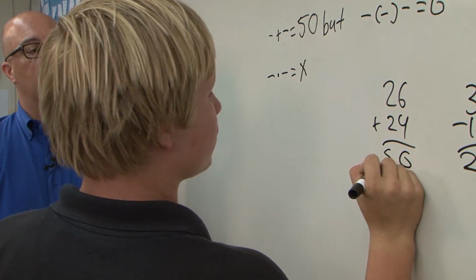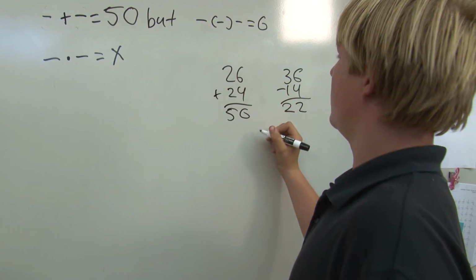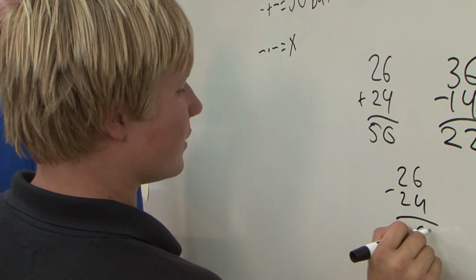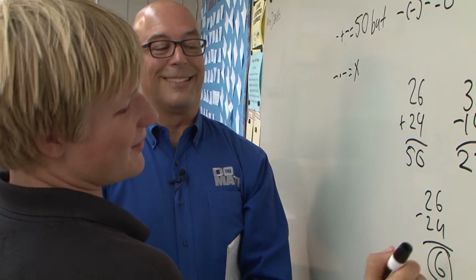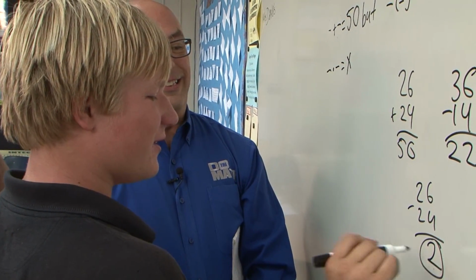So it matches the first one, equals 50. And now, so 26 minus 24 is 6. So it matches both of the... Hold on there, brother. What's 6 minus 4? Dang it. 2. Just going too quick is what it was. I thought I was right. Yeah, you wanted it to be 6, but it wasn't 6 yet.